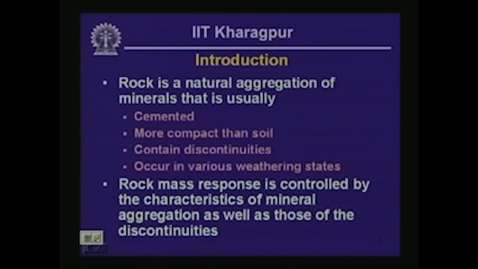Then, what is the second bullet? The second bullet follows essentially from the first bullet, in that rock mass response is controlled by the characteristics of both the mineral aggregation as well as the properties of the discontinuities. So, if we want to see the engineering behavior of rock, then we have to look at the engineering characteristics of the intact specimen of rock that is bounded by the discontinuities, as well as the characteristics of the discontinuities themselves.